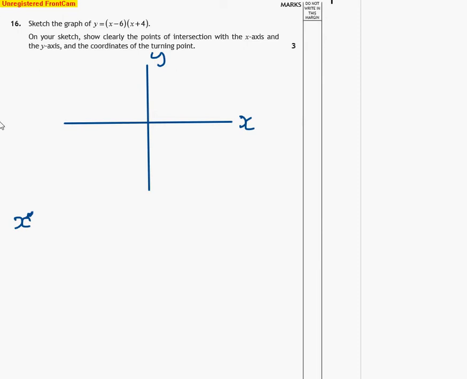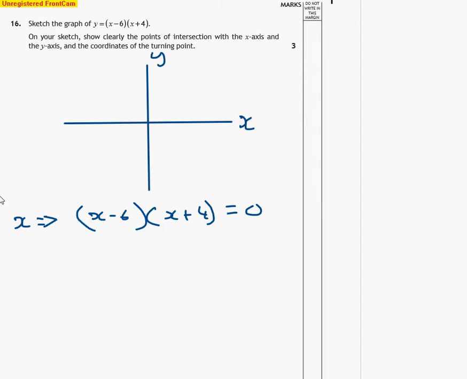My pen work is getting better, but it's still not quite perfect. So intersection with the x-axis, which make it an arrow actually. How do we know where it crosses the x-axis? Well, when the graph crosses the x-axis, y is equal to 0, isn't it? So along this plane, y is always equal to 0. So if you take this equation, you say x minus 6 and x plus 4 equals 0. So whenever this result gives you 0, you know you're going to have cut the x-axis.